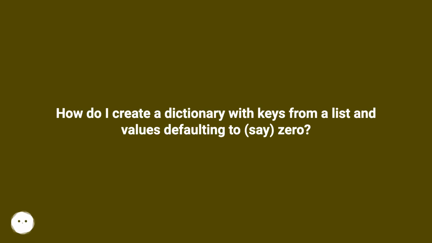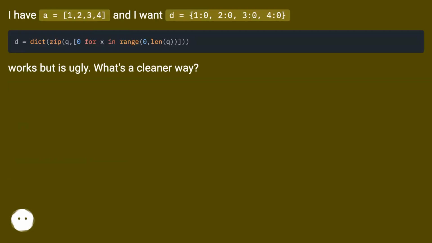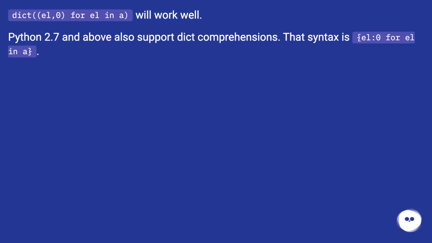How do I create a dictionary with keys from a list and values defaulting to, say, 0? dict((l, 0) for l in A) will work well.